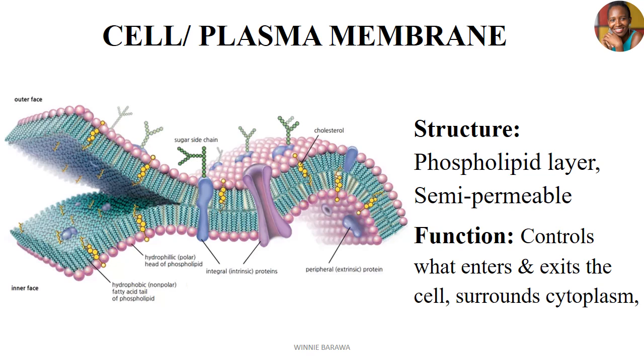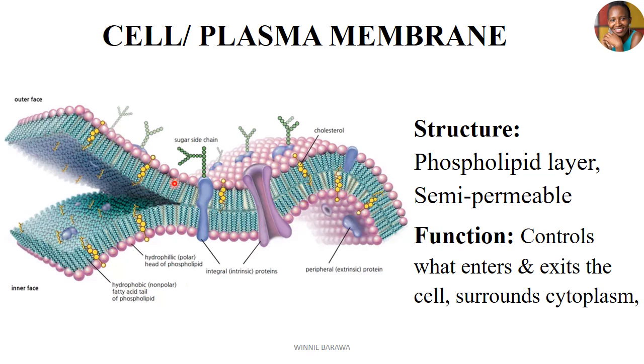So by structure description, the cell membrane has a phospholipid layer and it is semi-permeable. Phospholipid layer means it has lipids and that has phosphate in it. And the function of our plasma membrane is to control the entry and exit of materials in and out of the cell, and it also helps in surrounding the cytoplasm.